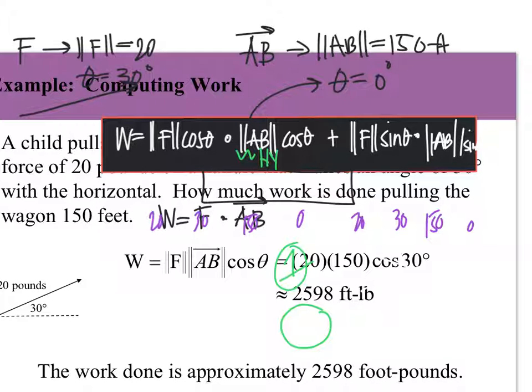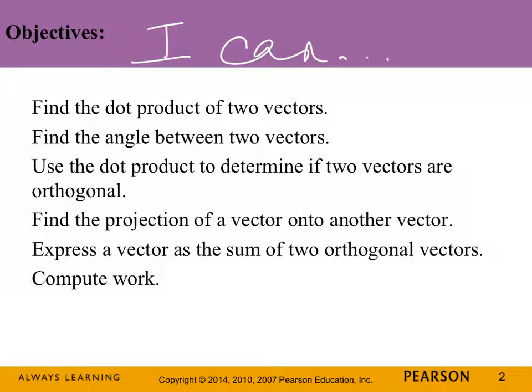Hopefully that was clear, and you will be able to do more of those on your own. So 6-7, it was fun to visualize a lot of things with you guys. This is what you should be able to do now that you have worked through 6-7. Find the dot product of two vectors, find the angle between two vectors, use the dot product to determine if two vectors are orthogonal, find the projection of a vector onto another, express a vector as the sum of two orthogonals, and compute work. Now we practice.